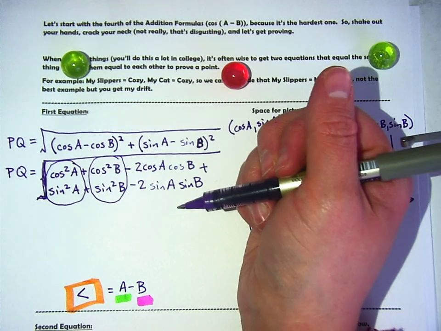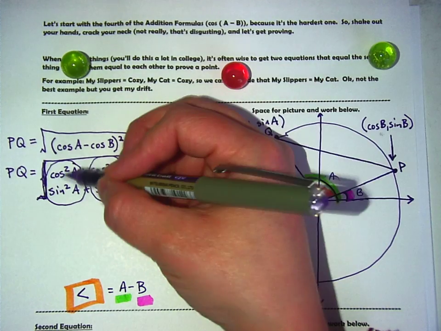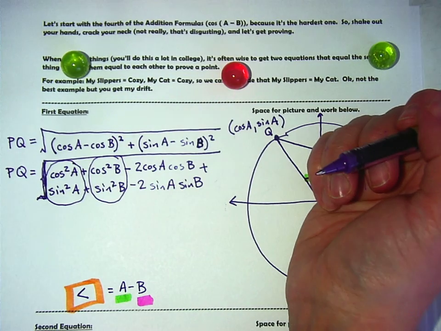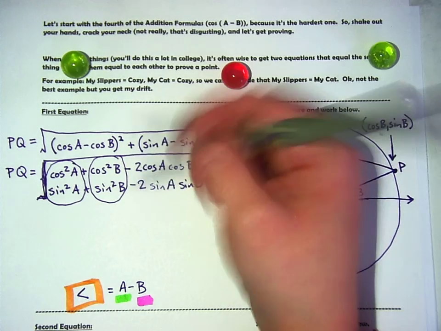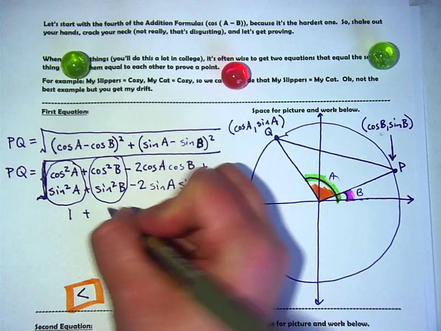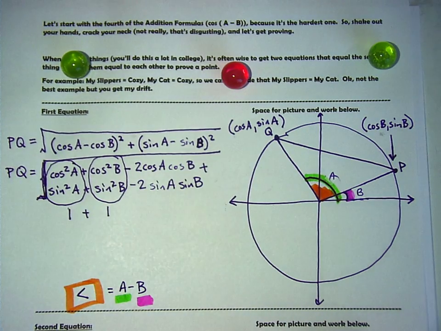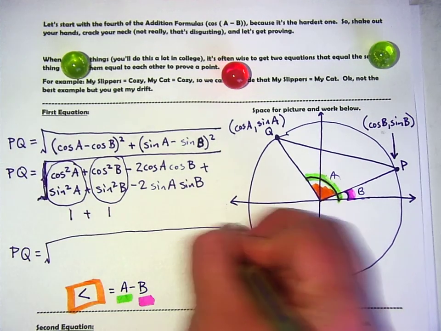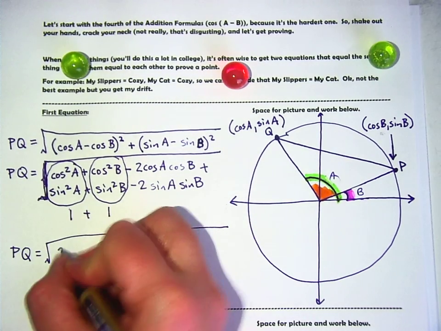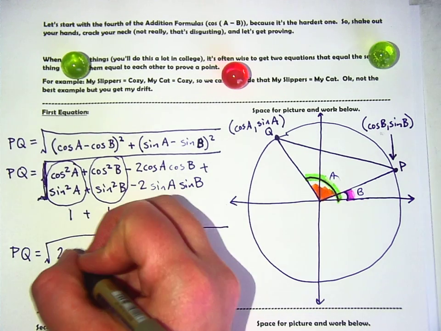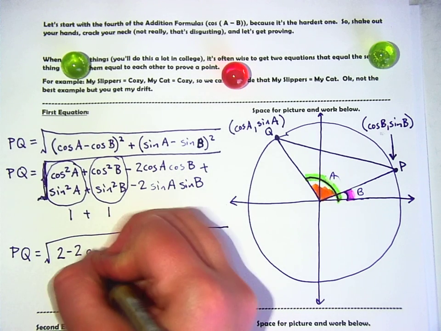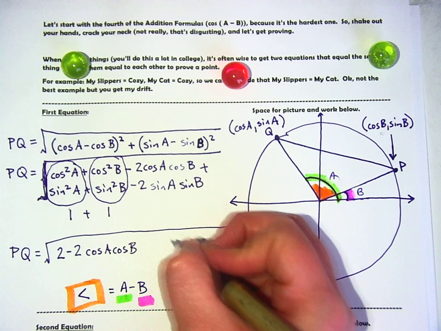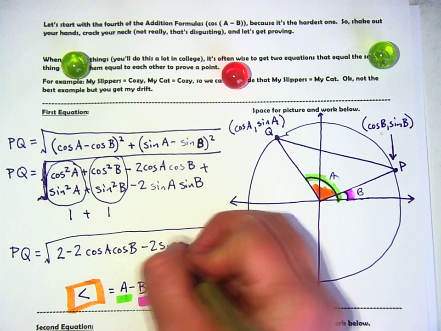How come, Mason? Why do these two have to go together? Why can't it be this cosine and this sine? Because they're A's. Right, the A's go together, the B's go together. So this becomes 1 and this becomes 1. All right, so now I'm going to rewrite it. PQ equals the square root of, what's 1 plus 1, Mason? 2. Good job. Minus 2 cosine A cosine B and minus 2 sine A sine B.